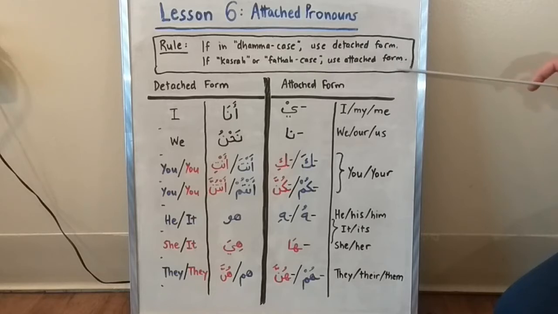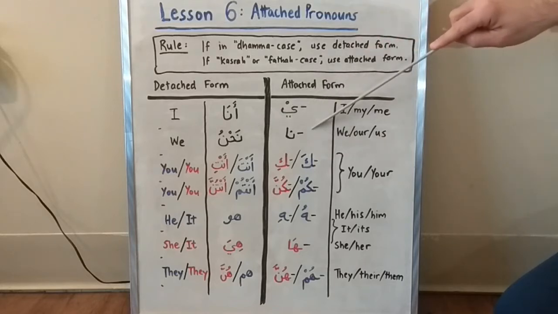Here's how the pronouns look. So in these two columns, we have the detached forms. These are the ones that we are familiar with from a previous lesson. In these two columns, we see the corresponding attached forms. We see that ana, when it becomes an attached pronoun, it becomes a ya with a sakin. And it no longer just means I, it can also mean my or me, depending on its position in the sentence. Nahnu becomes shortened to na and added to the previous word.